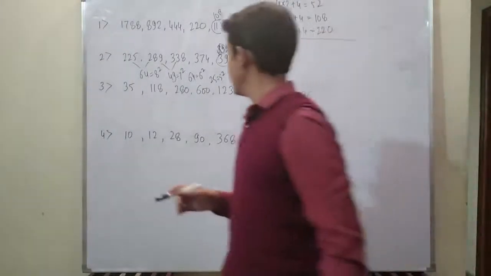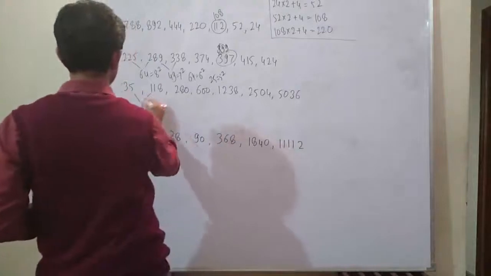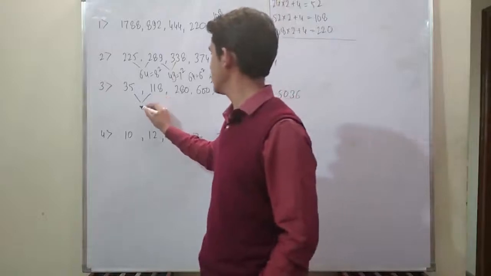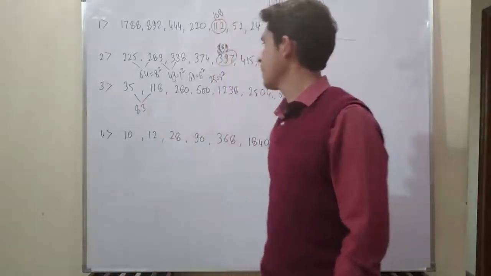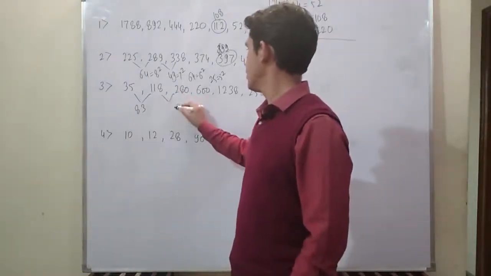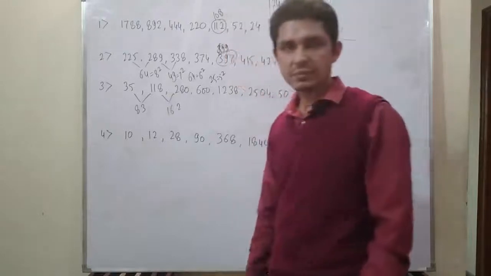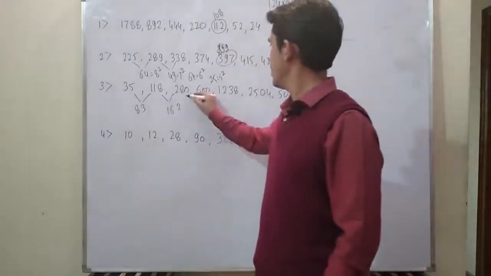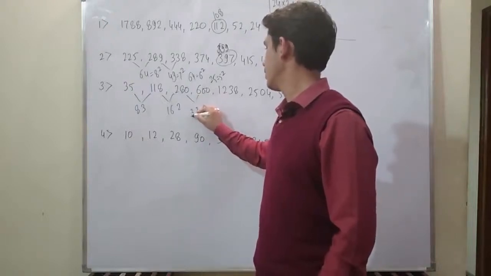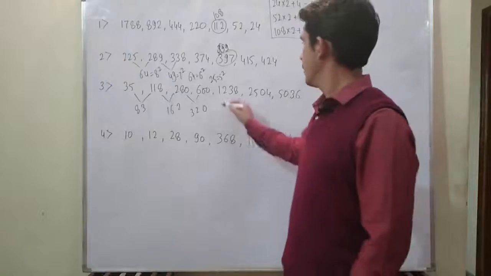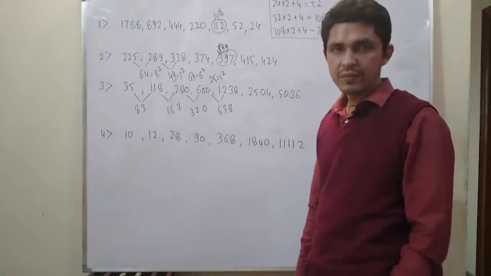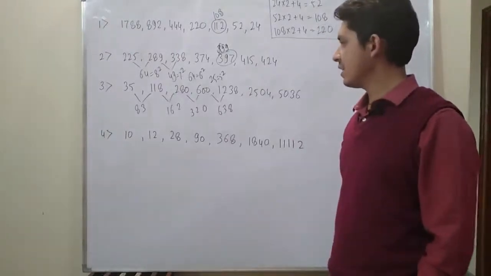Okay, let us check any other series if there is a pattern. Let us find the difference of these two numbers, right? If we look at the difference, this will give us 83, right? The difference here will give us 162, right? The difference here will give us 320. The difference here will give us 638.